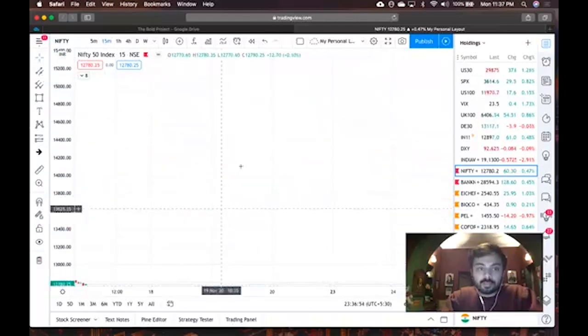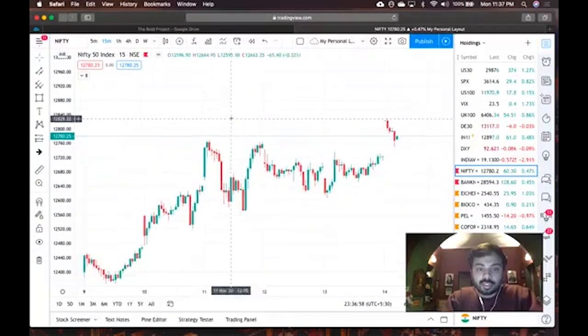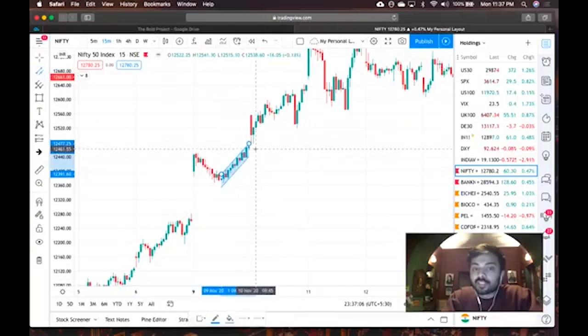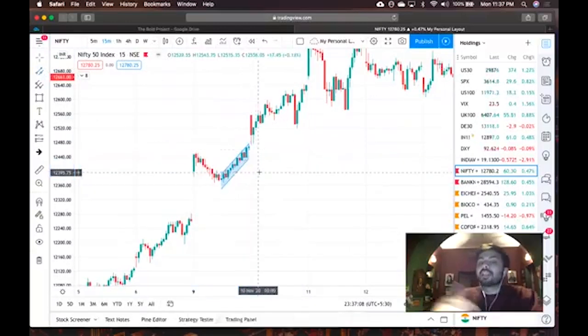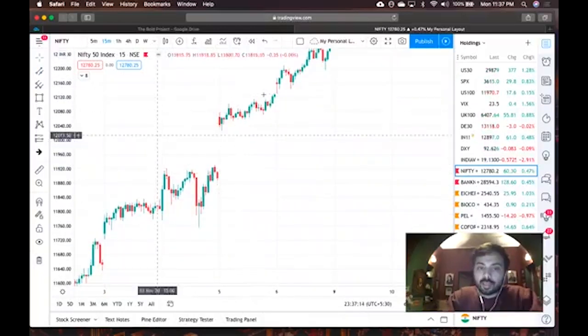So currently we are at 12,780 levels. So you can see, for example, things over here are moving in a parallel range. So what you can do is make a parallel channel like this to decipher where the markets will be in a given period of time. That is basically what a parallel channel is. A couple of more examples over here.